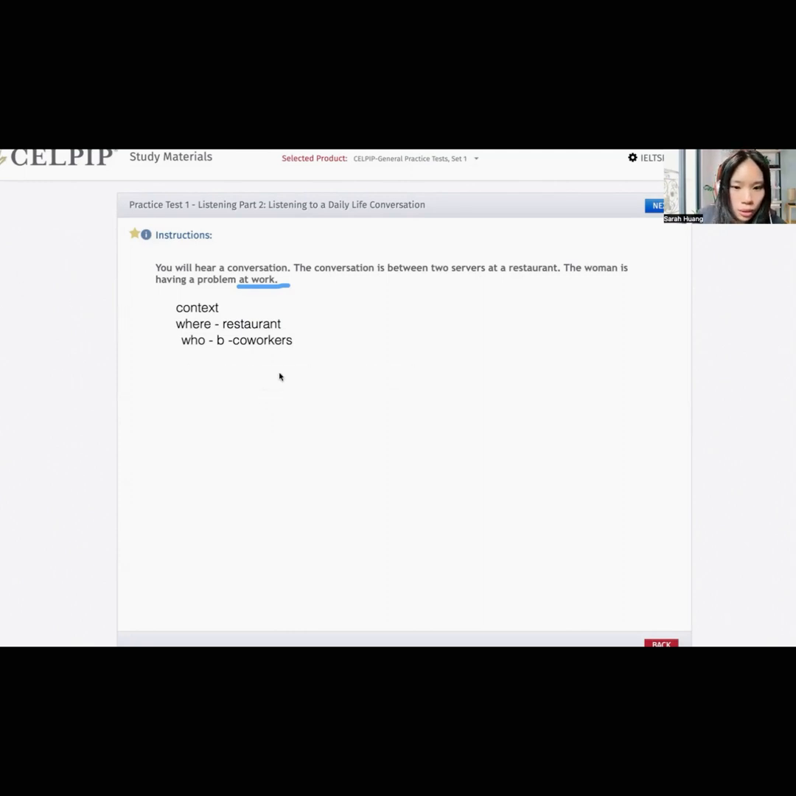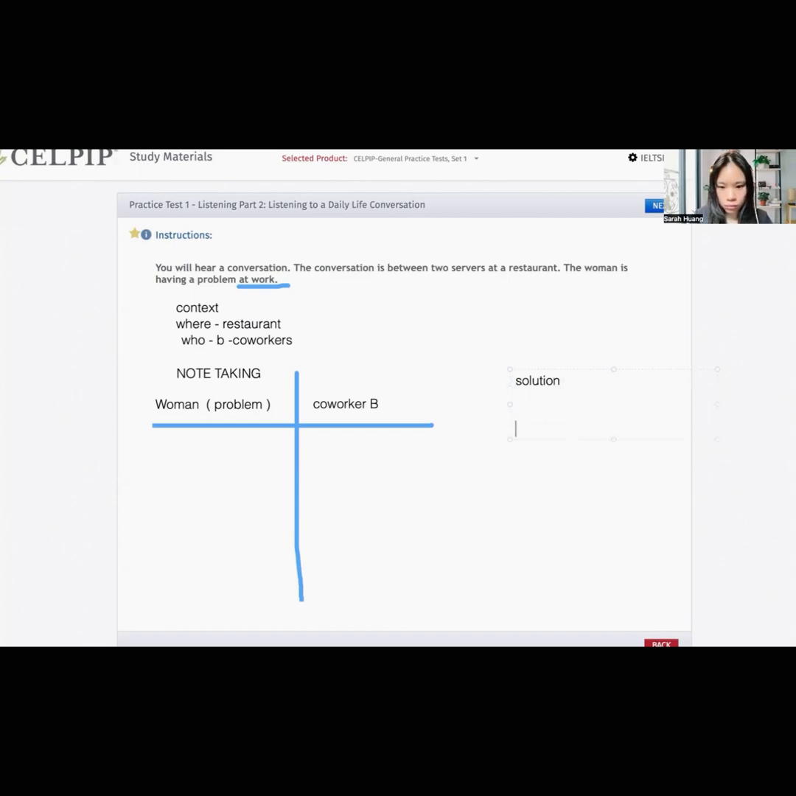So we can put a note taking. T shape. Taking. The woman is having a problem. So we put woman here. Okay, have a problem. Another coworker. Coworker B. So that means we want to listen for solution. Conclusion. That means which solution did they pick?